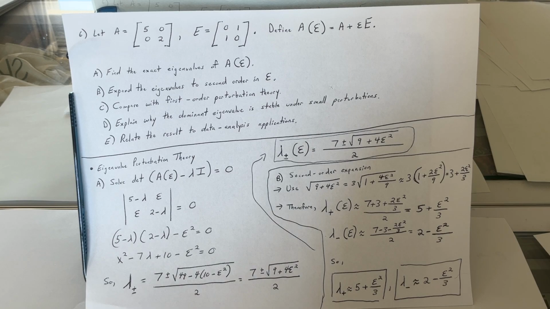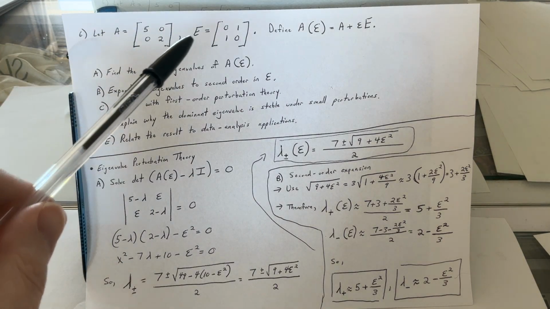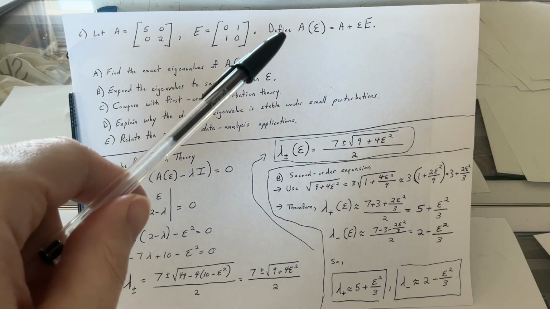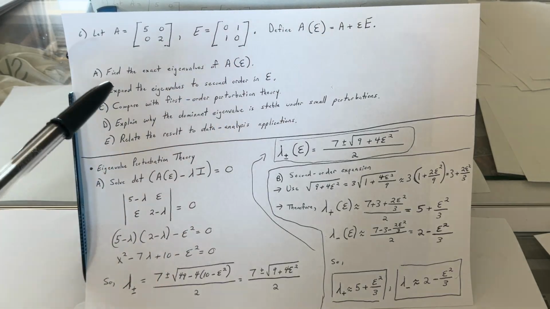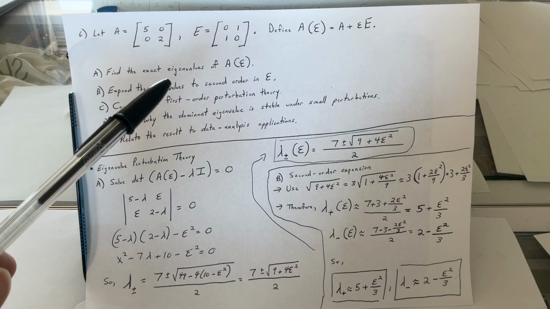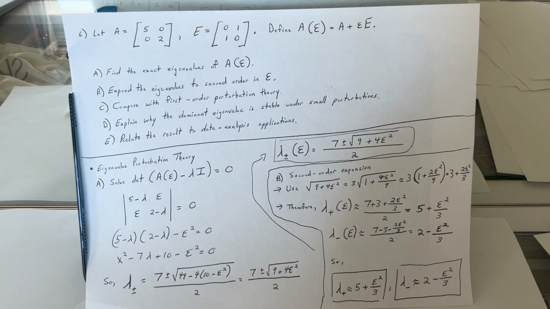Okay, so picking up with part 2 of the Advanced and Applied Linear Algebra Practice Final Exam, we're given A equals [[5,0],[0,2]], E equals [[0,1],[1,0]]. Define A of epsilon equals A plus epsilon E. Part A, find the exact eigenvalues of A of epsilon. So this is eigenvalue perturbation theory.